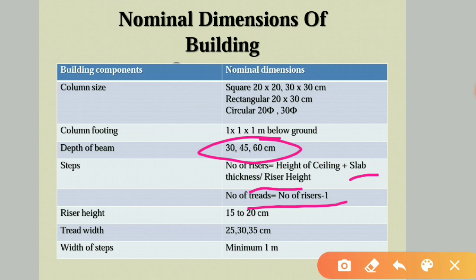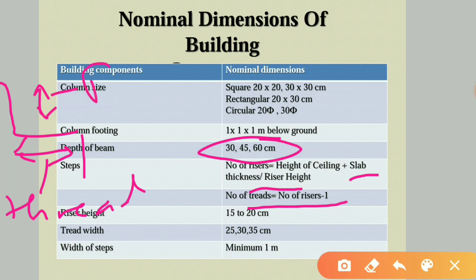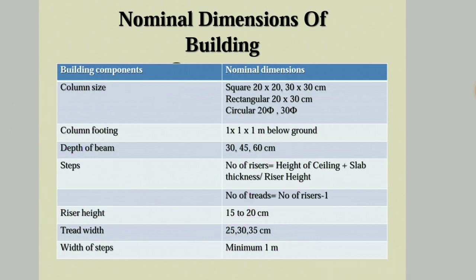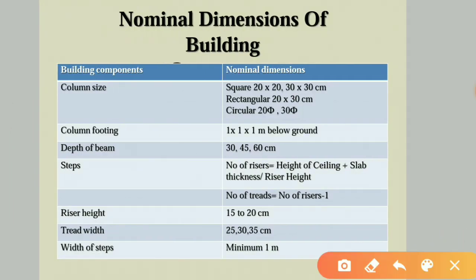Riser height will be, you see here, like this. This is the riser, and this is the tread. So riser height will be 15 to 20 centimeters, and tread will be 25, 30, 35. More we have to adopt than the riser. Next, the width of the steps is 1 meter. A minimum of 1 meter width we have to adopt for steps, so that easy conveyance is there.